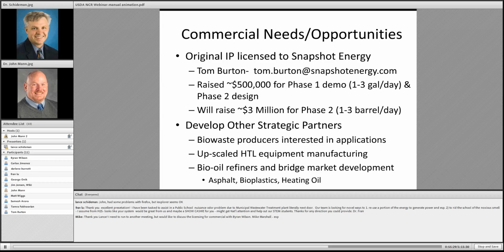One of the issues we think we'll run into is that you can make this bio-oil, you'll make many barrels of it, but in order to get a refiner really interested in it, you have to make hundreds of thousands of barrels. So there's a bit of a chicken and egg question there. Can you make it before somebody commits to taking it? Can you get somebody to commit to taking it before you make it? We think there are some bridge products, bridge markets through asphalt, bioplastics, and heating oil that we are planning to develop in order to help bridge to those really large quantities that are necessary for refinery scale work.